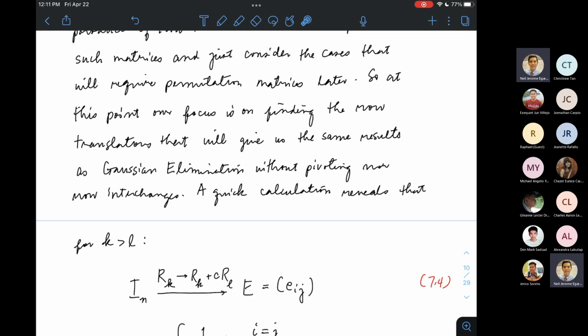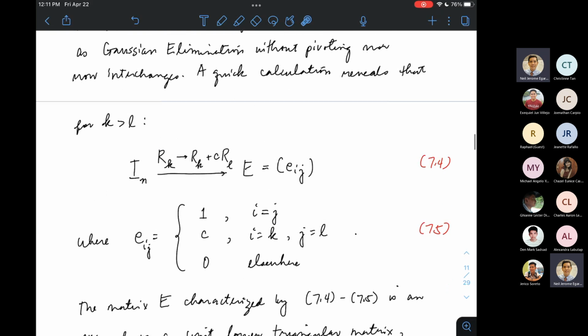So, medyo matrabaho yata, at least on paper, yung pagko-compute ng elementary matrix na kailangan natin para ma-recreate yung effect ng pangatlong klase natin ng elementary row operation, right? Which is adding to another row a scalar multiple of another row. But actually, a quick calculation will give us a nice form para dun sa elementary matrix na yun kasi kailangan natin mag-develop ng mga shortcuts.